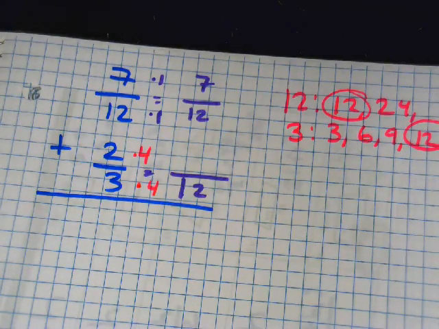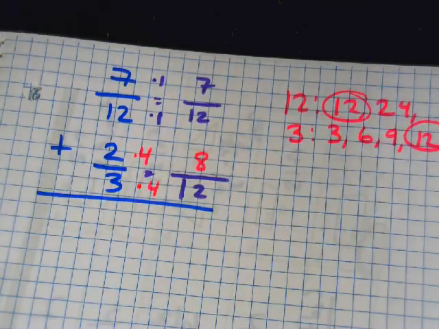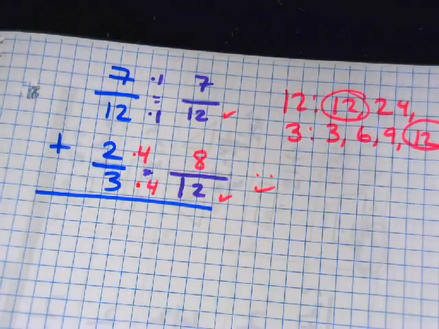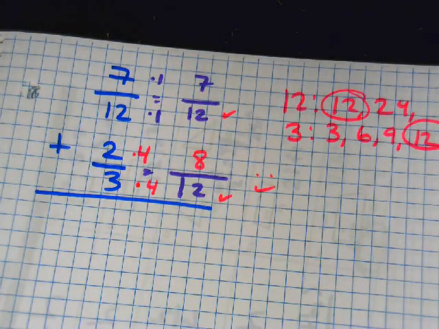So 2 times 4? 8. And now they have a common denominator. We are happy because they have a common denominator. Now we add the tops. What's 7/12 plus... why do I keep saying 8s? 7 twelfths plus 8 twelfths.